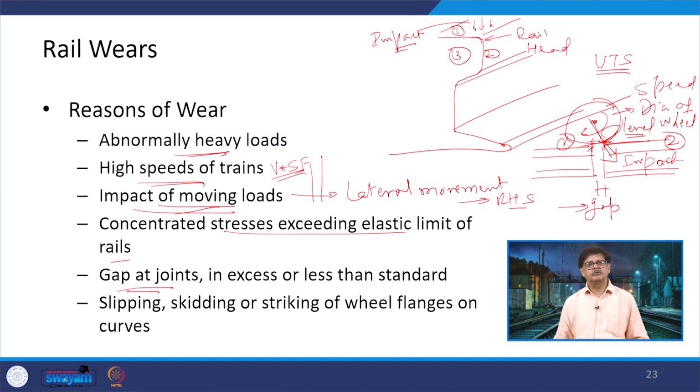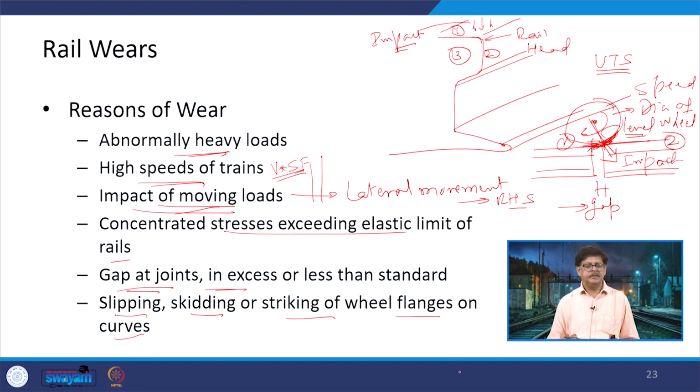If the diameter of the wheel is smaller, then the contact at the location where the gap is more will be higher, and because of that there will be more transfer of the energy in the rail which is being provided in the forward direction. So, this is also an issue, and obviously in this particular case this is going to make an impact at the rail end. The slipping, skidding or striking of the wheel flanges on the curves.